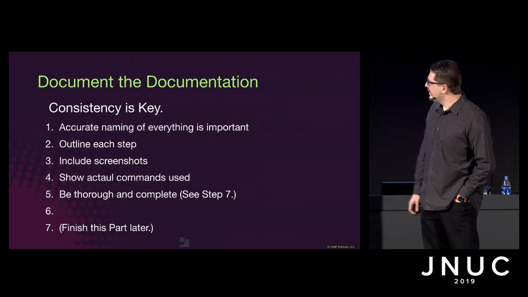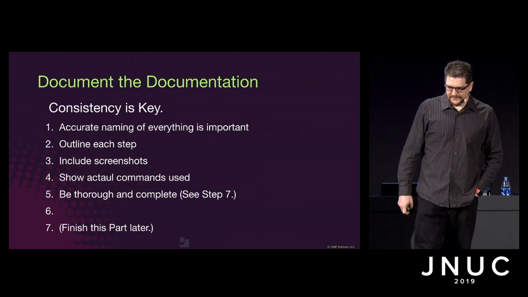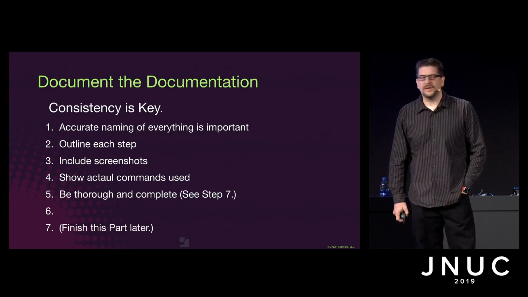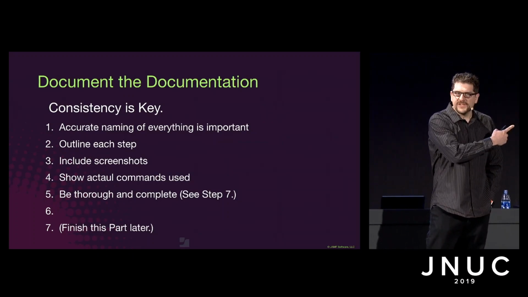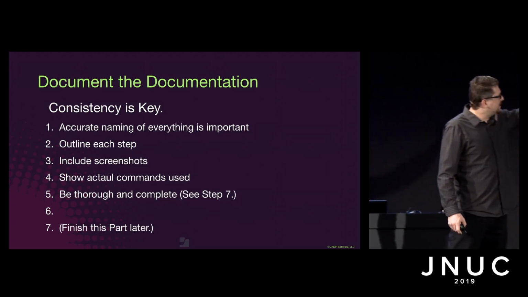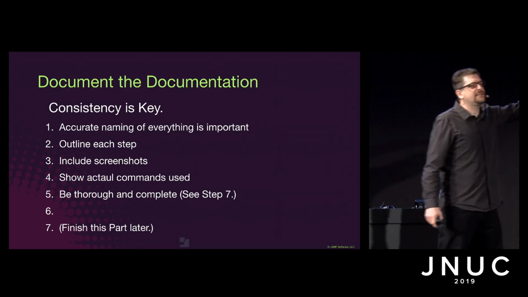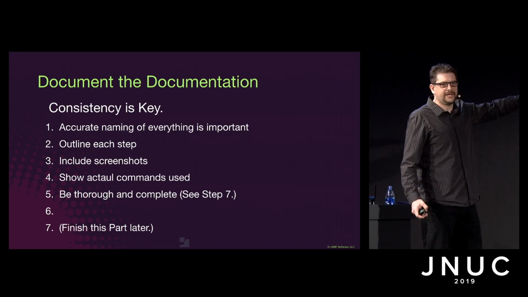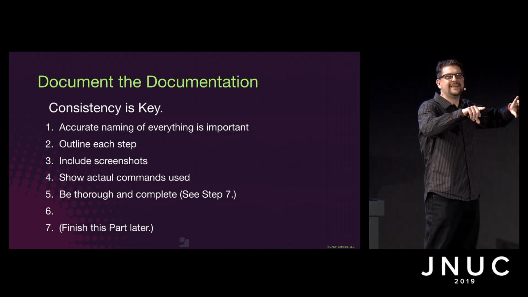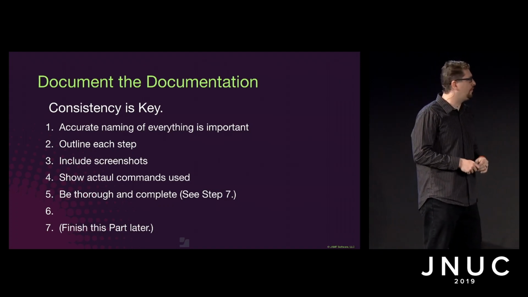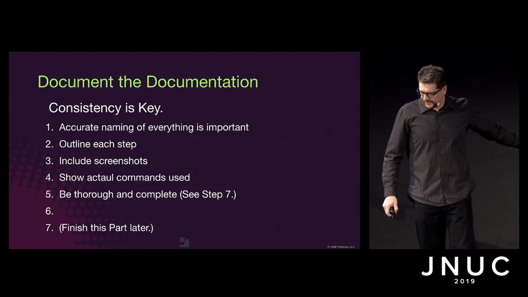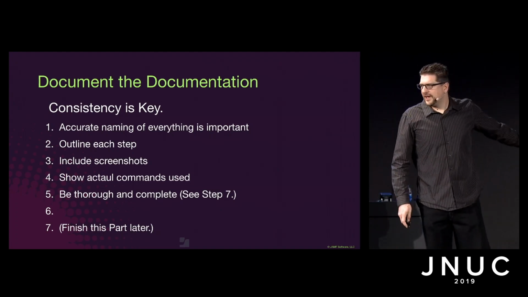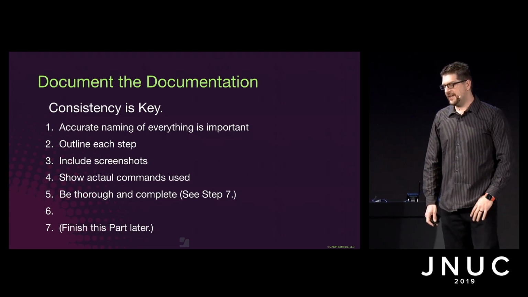I did put a little bit on here about documentation, right? Once you have a naming scheme and a rigid flow, I started writing out documentation. Accurate naming is important. Outline each step. Include screenshots, please. It makes it so much easier. That's what I did. If you click in the certificate profile, okay. And then be thorough and complete. And I didn't bother finishing the documentation because I hate documentation.